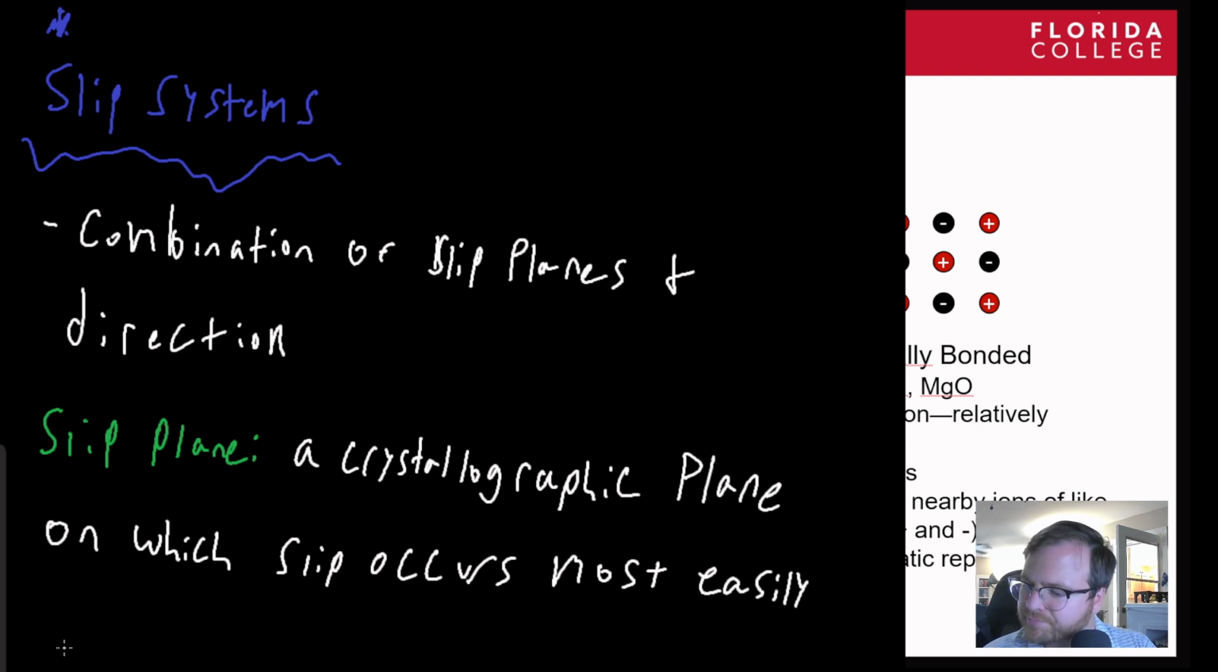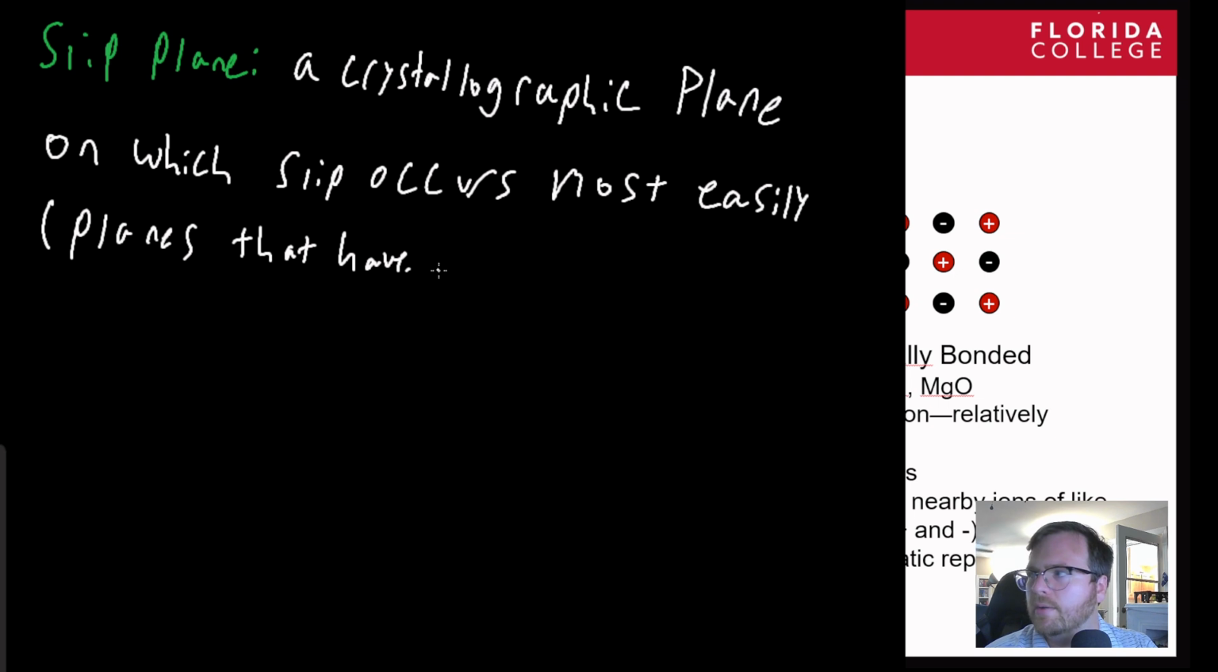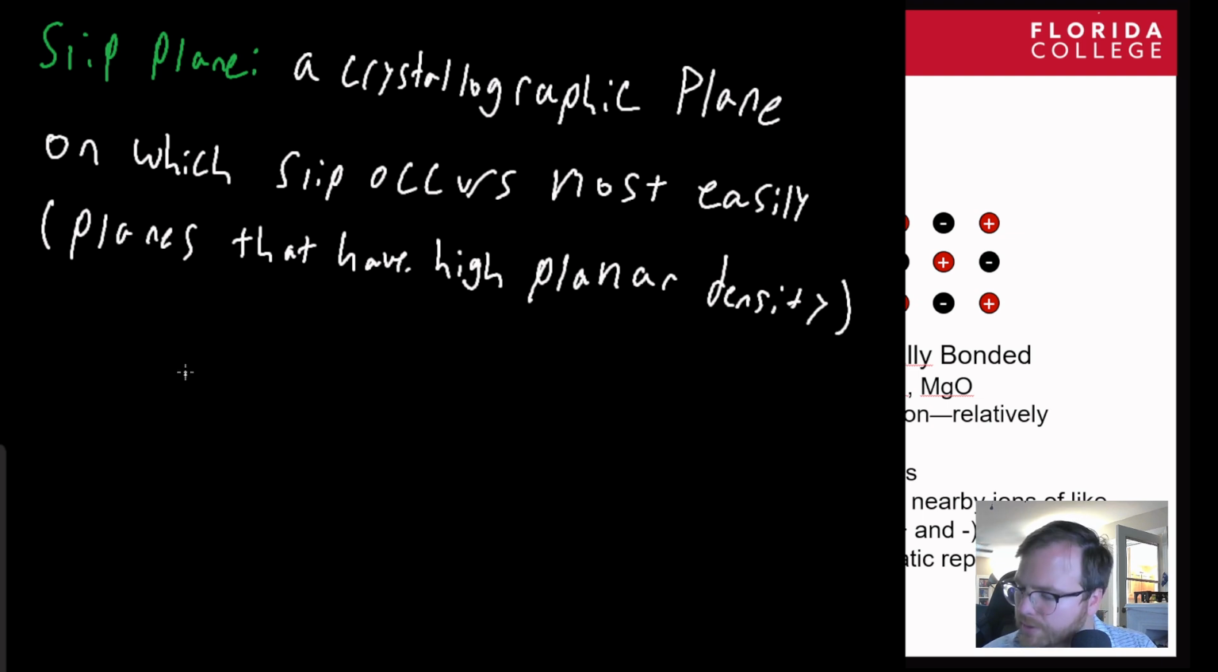Okay. And usually this always occurs on planes that have a high planar density. And remember, we have discussed how to calculate planar density as well. So you can see we're not covering things you don't need to know. Everything's connected. Okay, so planes that have a high planar density.